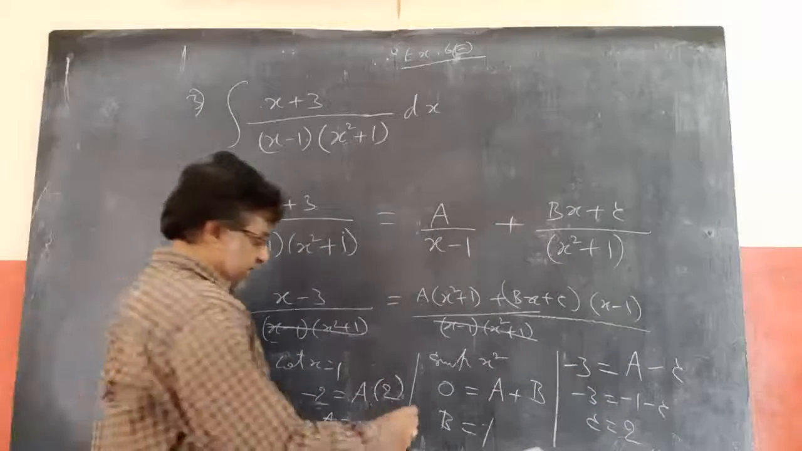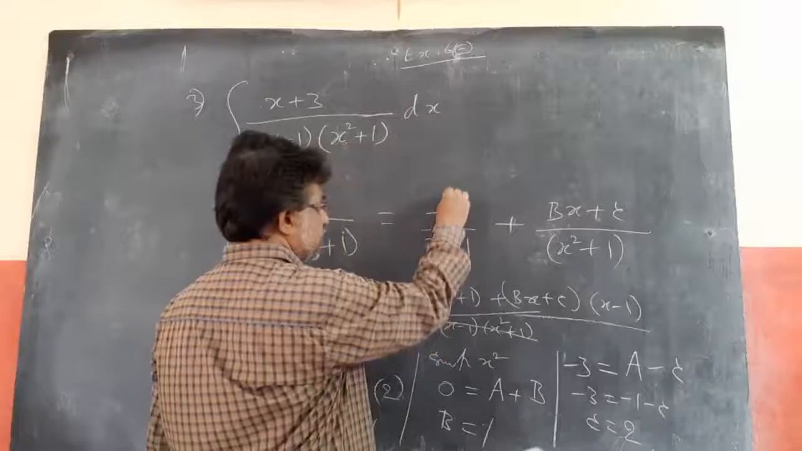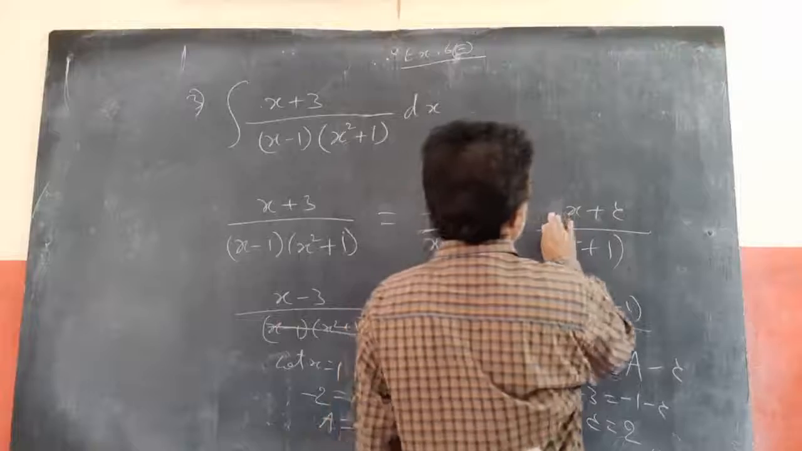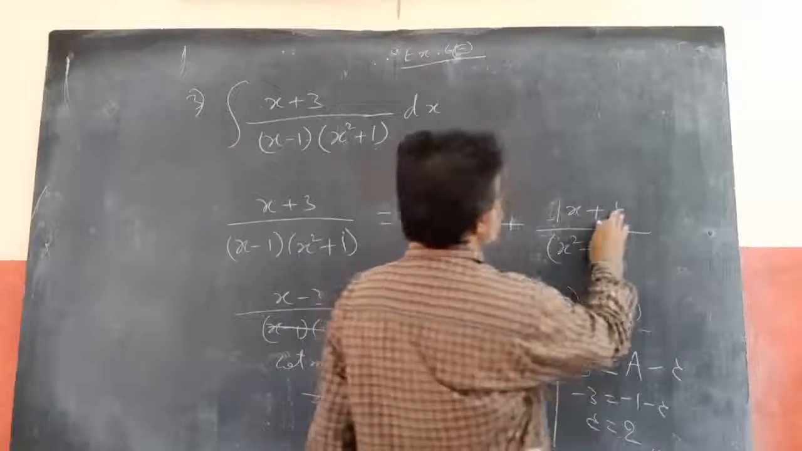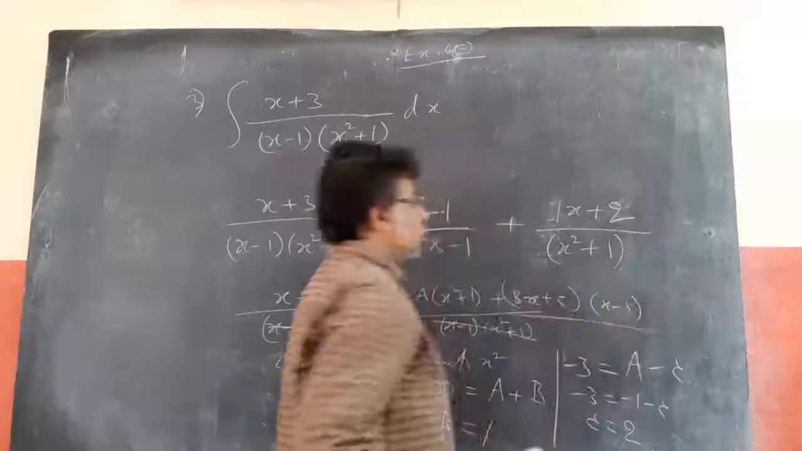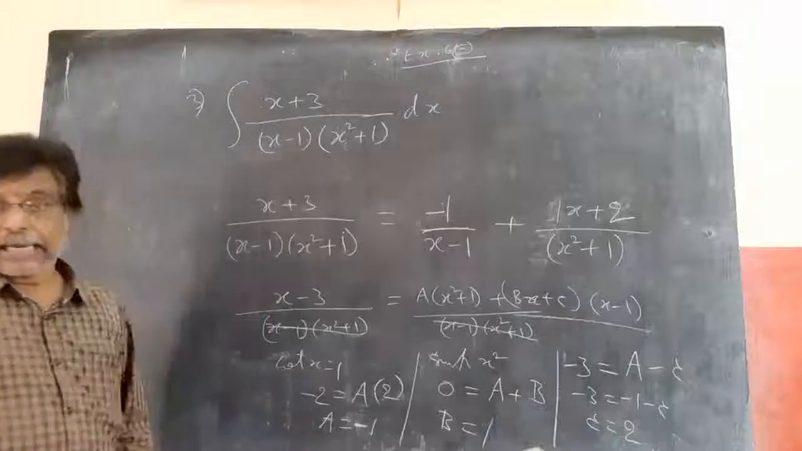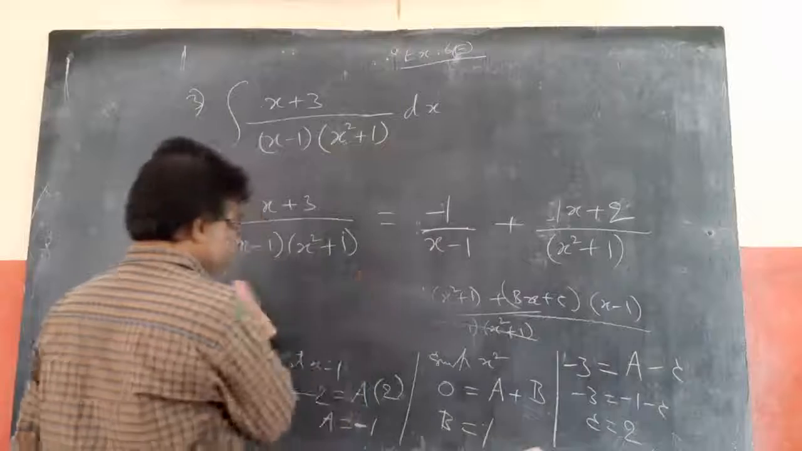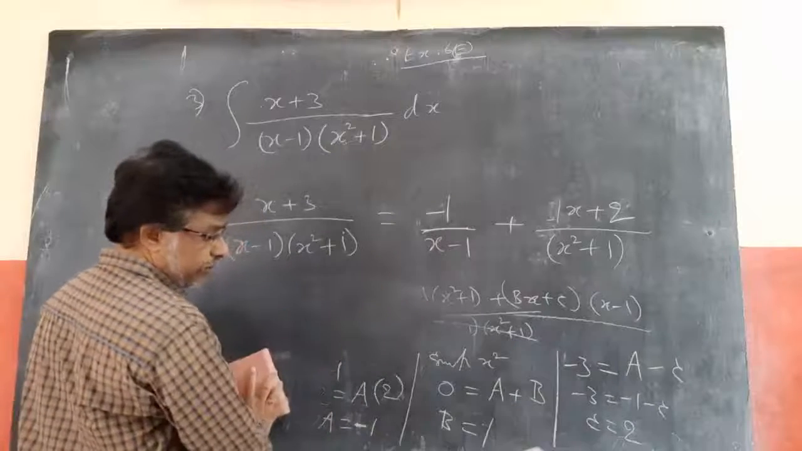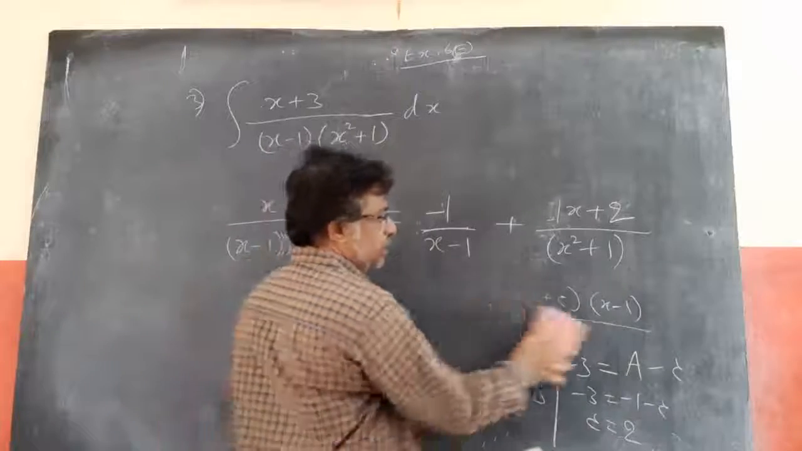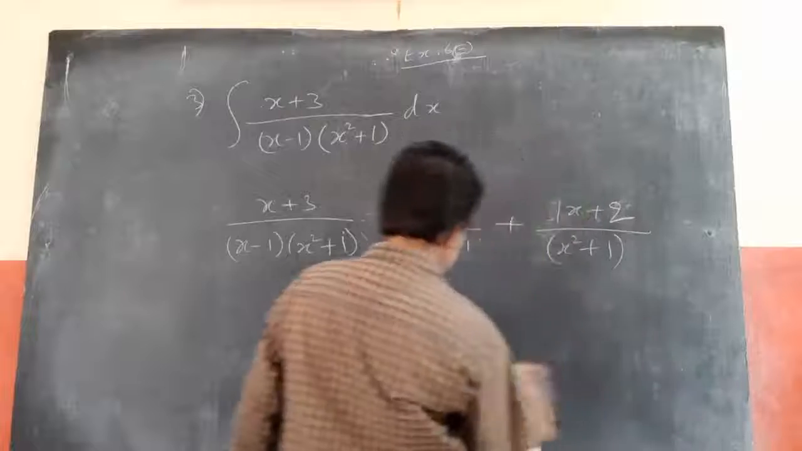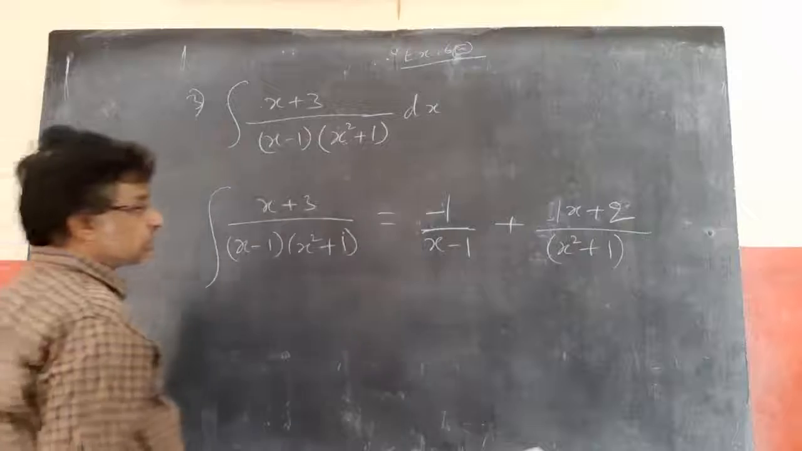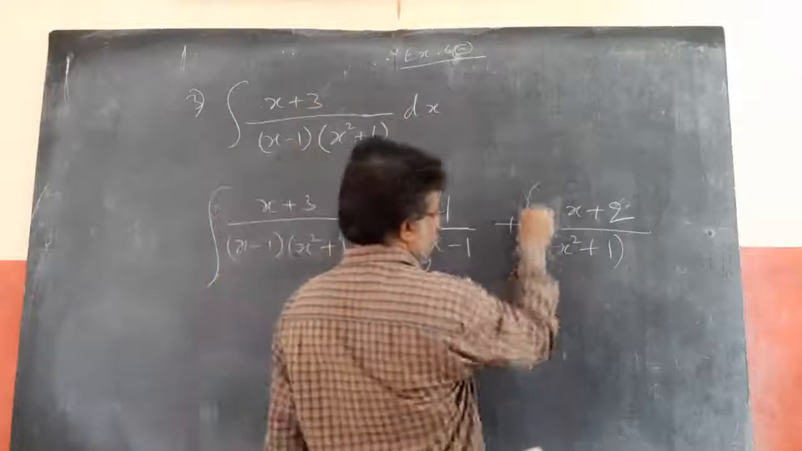So I got A is -1, B is 1, meaning plus 1x, and C is plus 2. So now integrate separately. How do I integrate separately? In A, B, C we have substituted the values, then integrate it separately. So the integral of this equals the integral of this plus the integral of this.